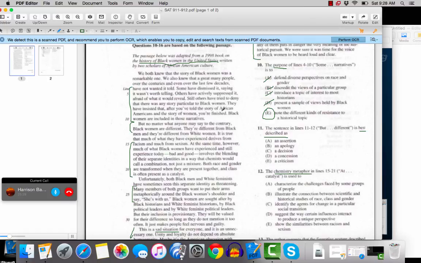Using their hands more. "But no matter what anyone may say to the contrary, black women are different." And would it be using their hands to shrug, or to do a so-so sign, or what would they be doing with their hands? They would probably be using them to show power, or maybe set them down or move them around. But it would not be gestures that are a shrug. So it would be a gesture of power. Gesture of power, right? Something like pointing with their finger, or slamming with their fist.